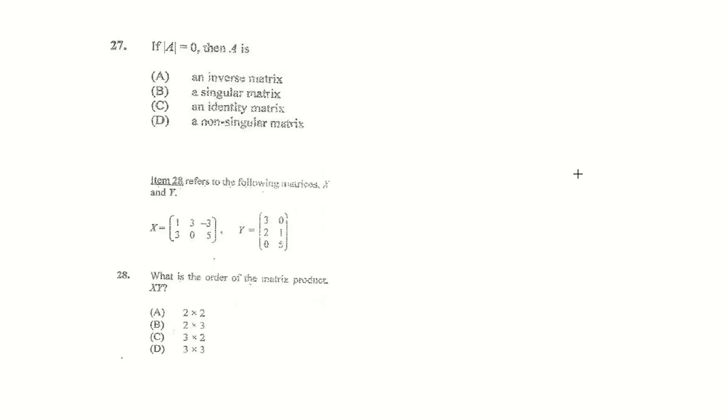Right, the determinant equals 0, so therefore it's a singular matrix. The order of the matrix XY: this is 2 rows by 3 columns, and this is 3 rows by 2 columns. The resultant matrix will be a 2 by 2. Remember, we always check to see if these are equal, and your resultant matrix would have the number of rows of your first matrix by the number of columns of your second matrix, which is a 2 by 2. That's A.